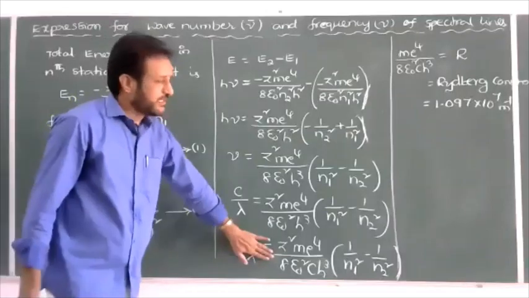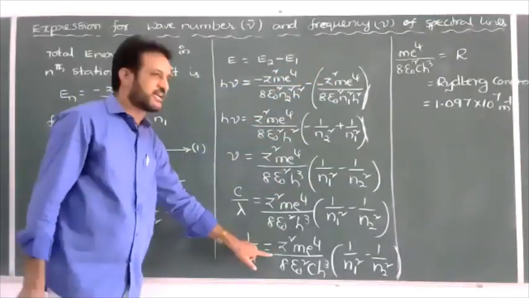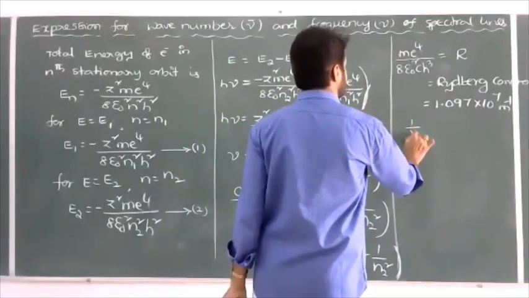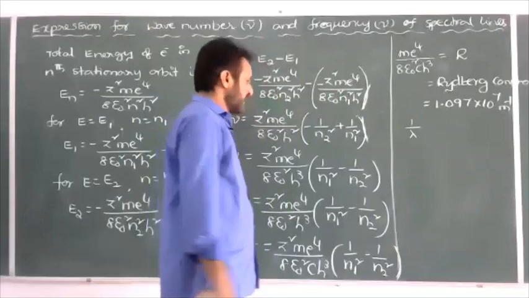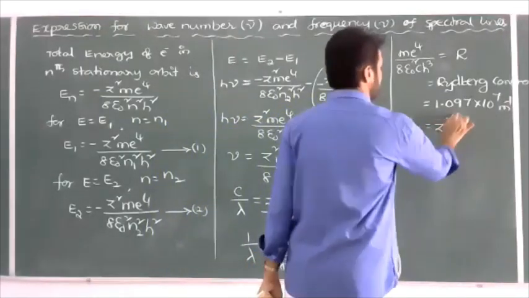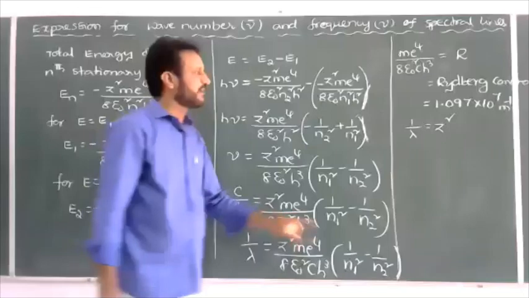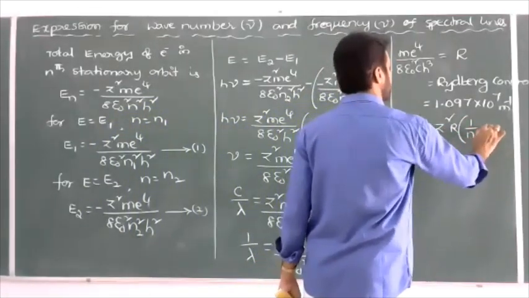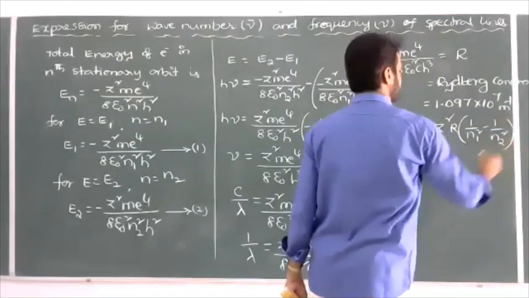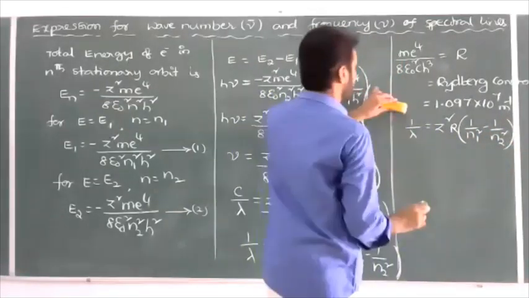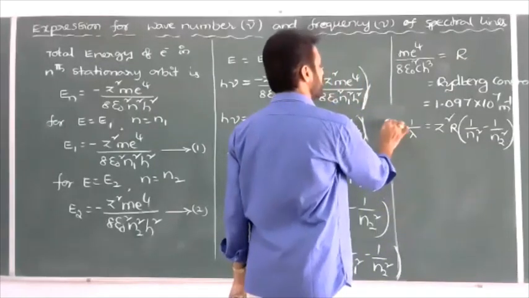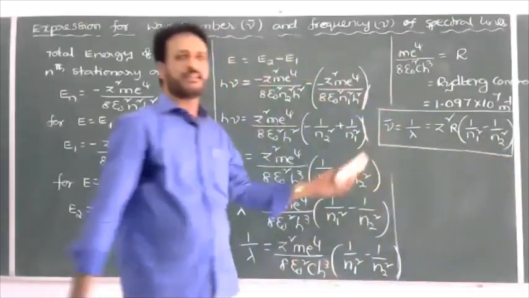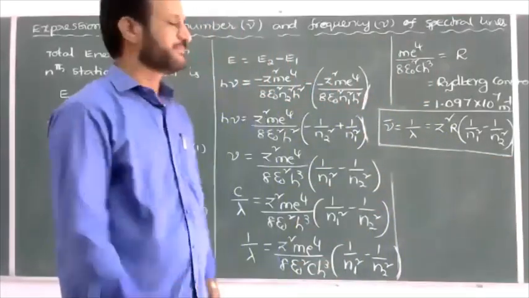So in this formula, if you substitute the total values in place of R, check what you will get. Therefore 1 by lambda is equal to z square, as it is, you should write, correct? The z square extra is there, the remaining all is R: z square into R into 1 by n1 square minus 1 by n2 square. This 1 by lambda is also called nu bar, the reciprocal of the wavelength, also called wave number.